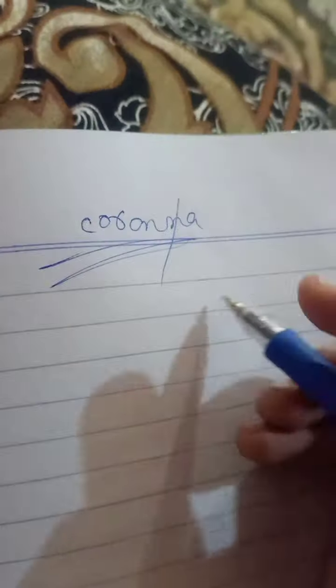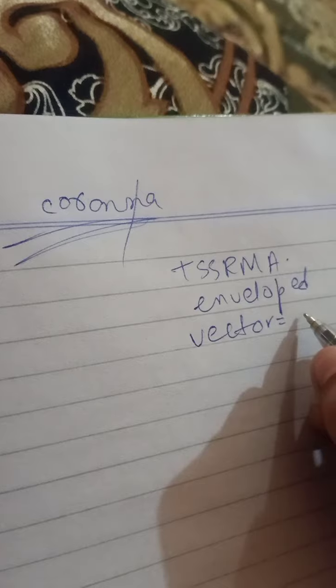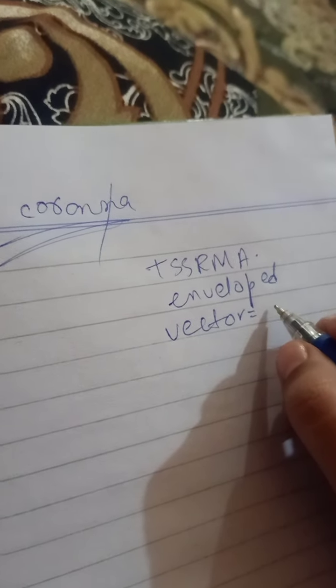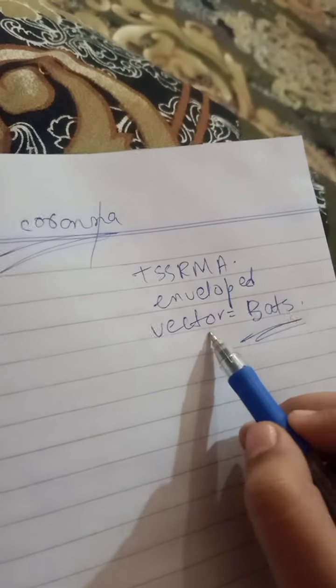Next virus is coronavirus. Okay, you basically know about this virus. This virus was spreading all over the world. Coronavirus is also positive single stranded RNA. Their genome is a positive single stranded RNA, and this is also enveloped. And the vector of this corona, which first appeared in the world, was from the bats. The vector of the corona is the bats.